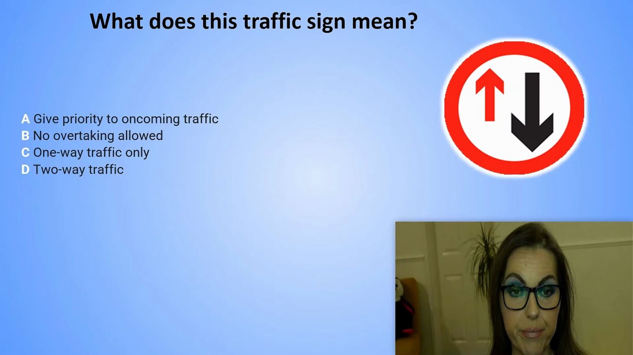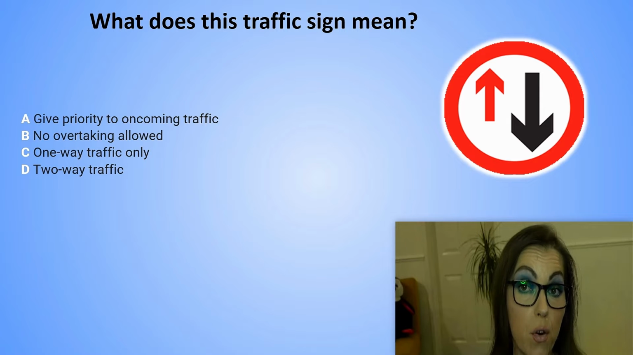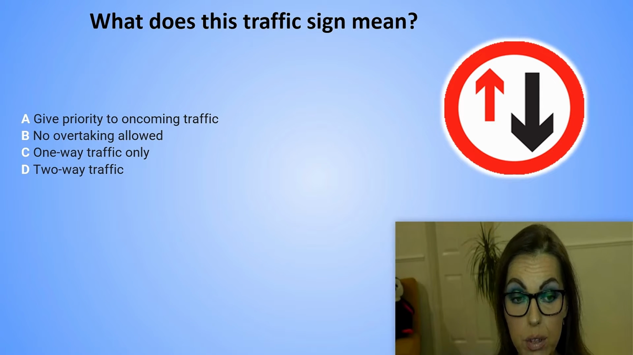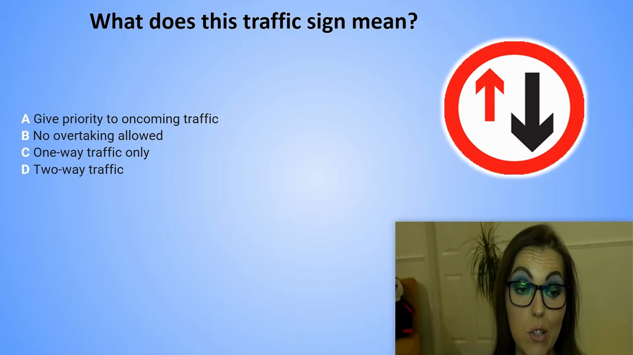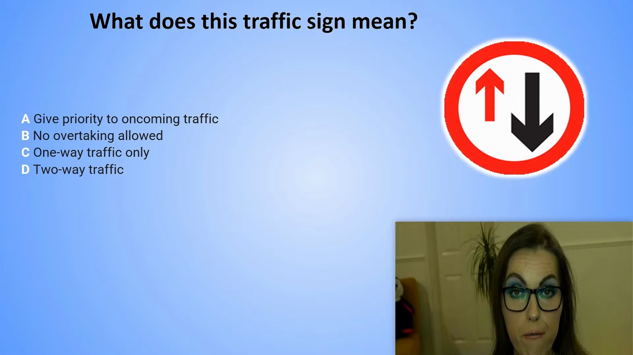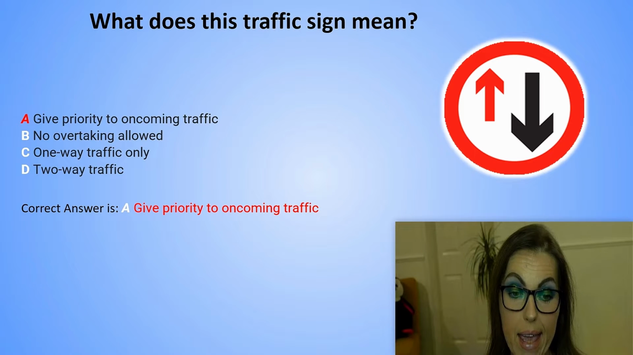Next question. What does this sign mean? A. Give priority to oncoming traffic. B. No overtaking allowed. C. One-way traffic only. D. Two-way traffic. 5, 4, 3, 2, 1. And the correct answer is A. Give priority to oncoming traffic.